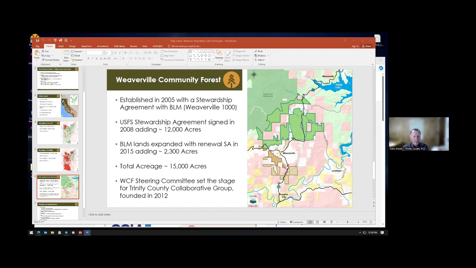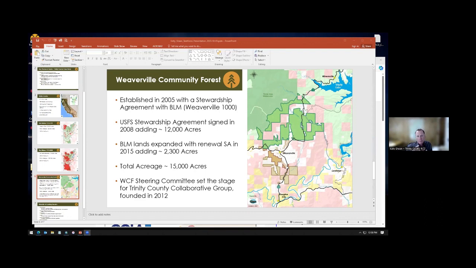And if we hadn't done a lot of this work, fuel breaks up on the ridge tops, thinning, defensible space around homes, and fuels reduction projects in and around the community, I think we could have ended up very much like Paradise during the Camp Fire. So those partnerships are absolutely critical.